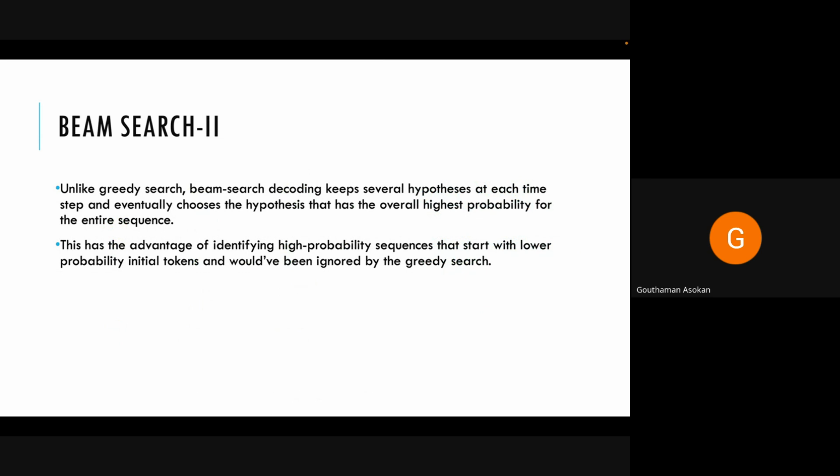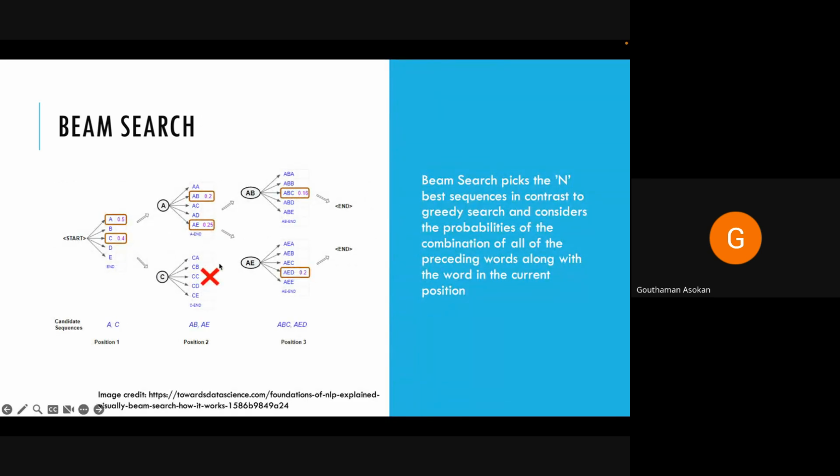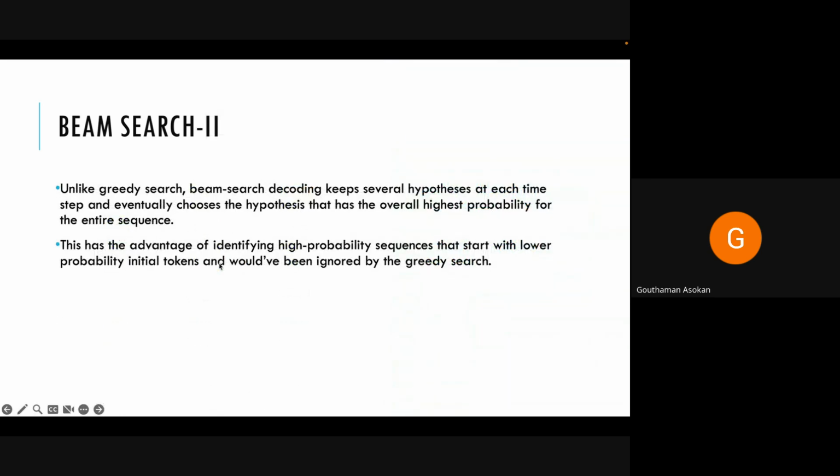Beam search essentially has several hypotheses because we have several pathways, as we can be seeing here, and in that it takes the highest probability for the entire sequence. So instead of each token, like in greedy search, beam search takes the overall sequence probability. That's why this is a little more effective than greedy search.